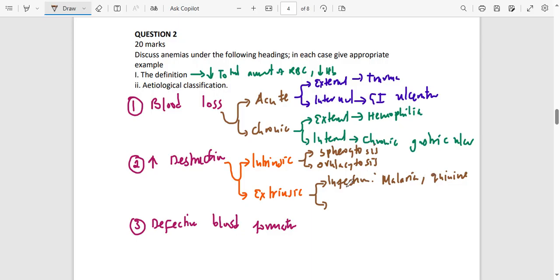Another thing, it can be physical agents. Physical agents can as well lead to the destruction of the red blood cells. For example, we are talking about heat. This can lead to the destruction of the red blood cells.